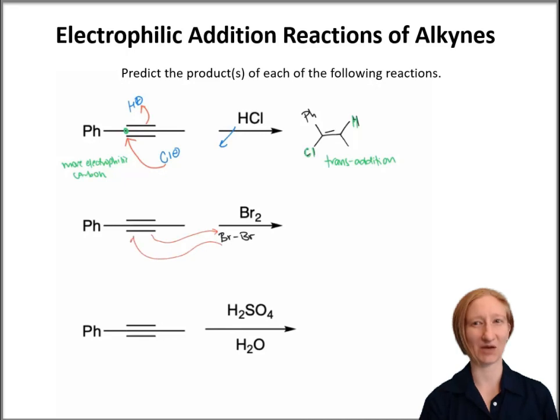In the second example, addition of a halogen, the alkyne will attack the bromine to form the 3-membered ring intermediate. From there, the bromide anion will attack the more substituted carbon to open the ring, and overall, the 2 bromines will add across the alkyne in a trans fashion.